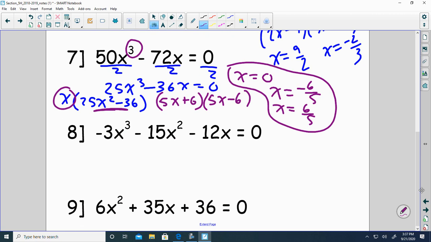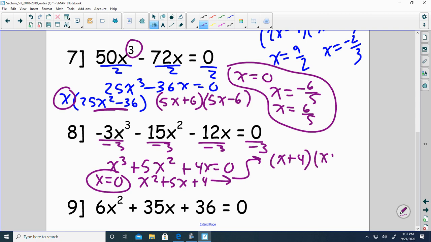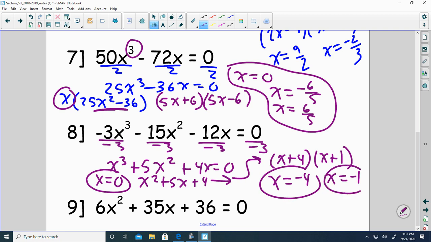Problem number 8, it looks like I could divide everything by negative 3, including the 0. So that's going to give me x to the third plus 15x squared plus 4x. Factor an x out of everything. Okay, so I get x equals 0. That leaves me x squared plus 5x plus 4. And then factor that. So that's going to give me x plus 4, x plus 1. So that gives me x equals negative 4 and x equals negative 1. How many solutions were there? There were 3. First one, second one, third one. There's my solutions to that problem.